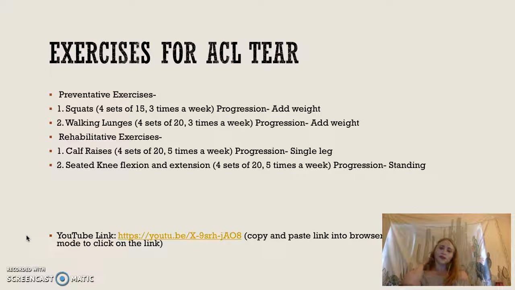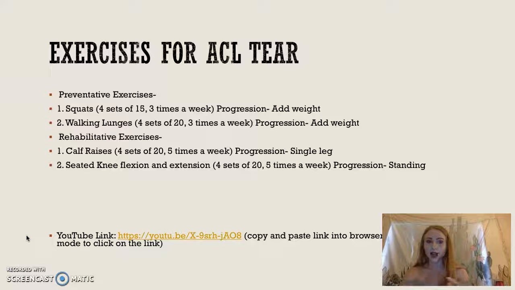And the exercises for this, the preventative exercises, are squats, 4 sets of 15, 3 times a week. Progression is to add weight. Walking lunges, 4 sets of 20, 3 times a week. Progression, add weight. Both are really good compound movements for all the leg muscles to strengthen them, thus stabilizing the knee.